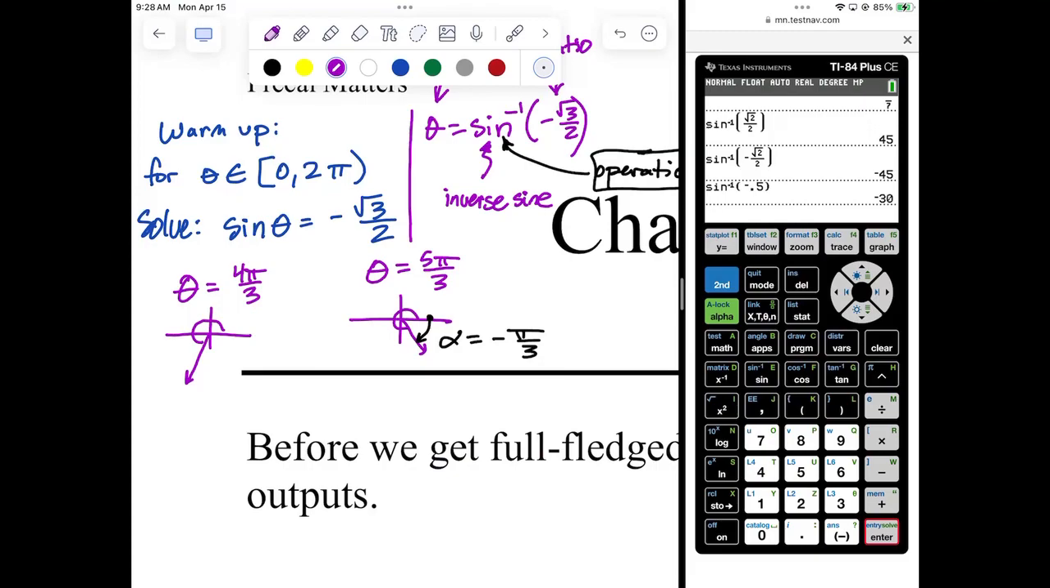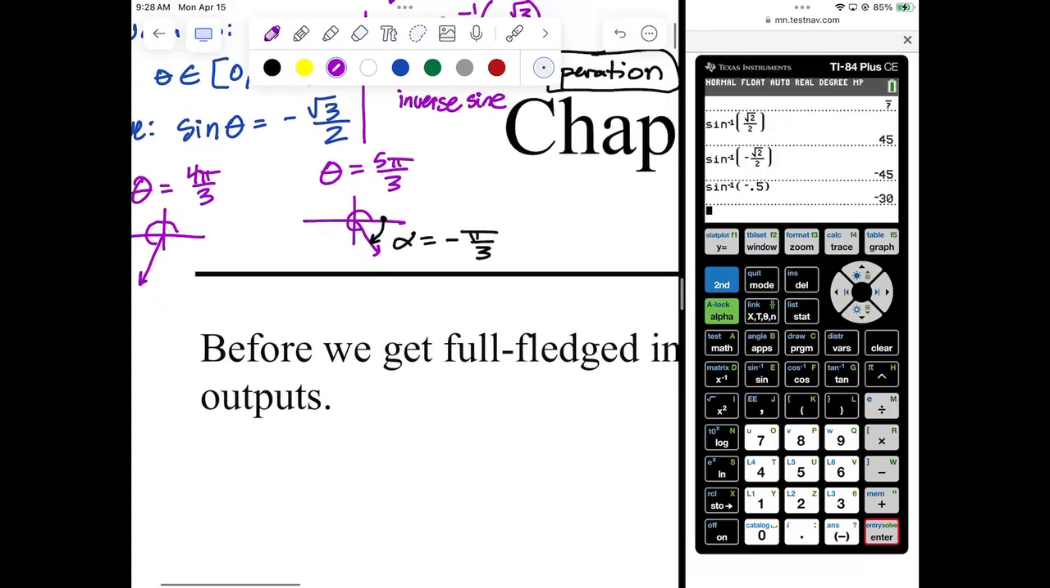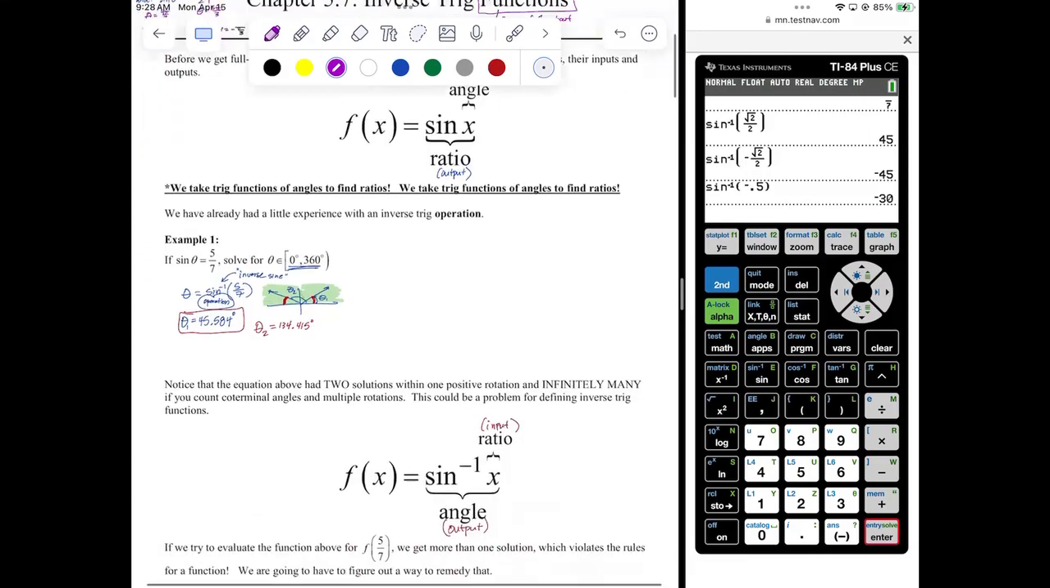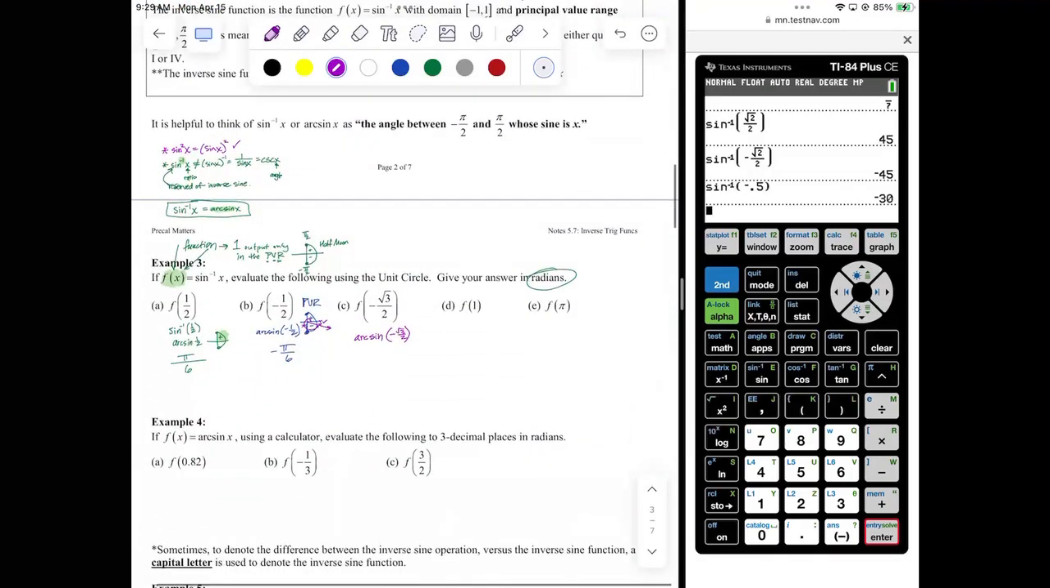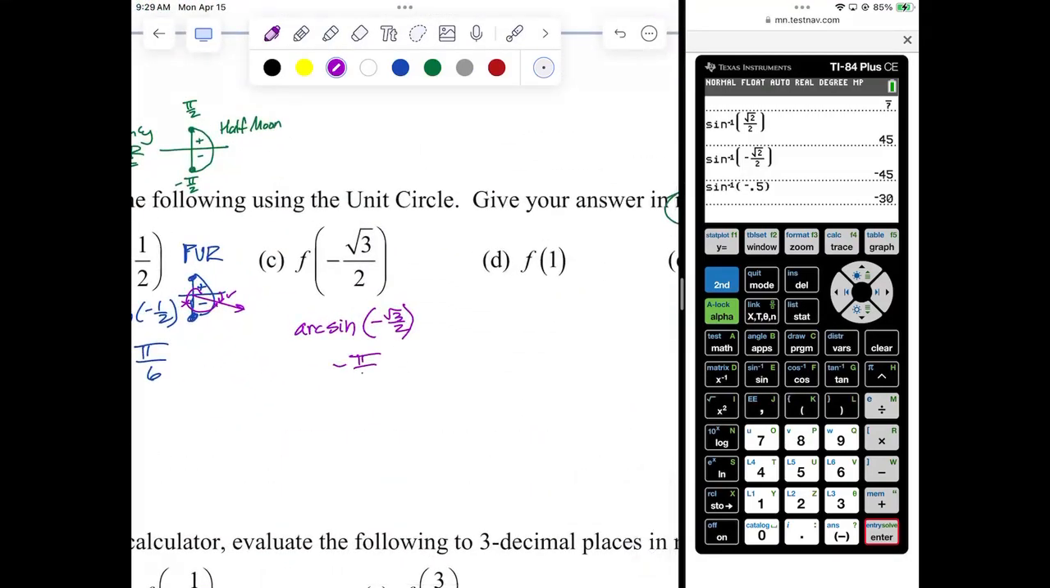Is 5 pi thirds in the PVR? No, it's negative pi thirds. We're not going to get to that terminal ray by going all the way around counterclockwise. We get to that spot directly and succinctly by going straight down clockwise to it, negative pi thirds. So the two answers from the warm-up, neither one of them makes the cut. It's negative pi thirds. See that? You got it? Are y'all being programmed properly?